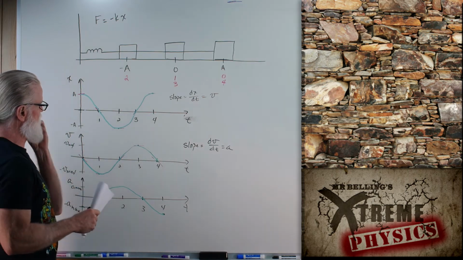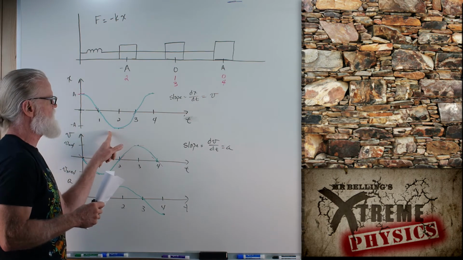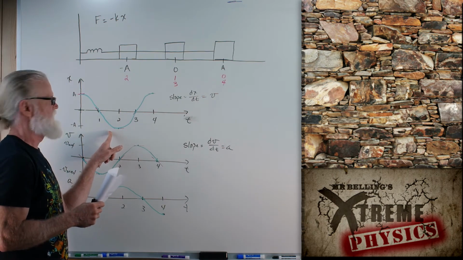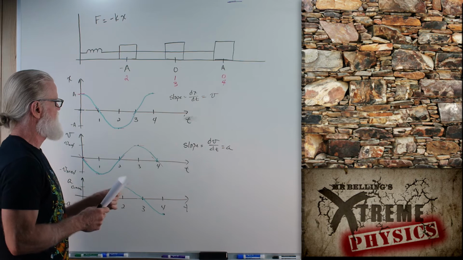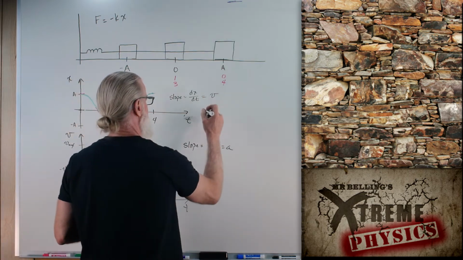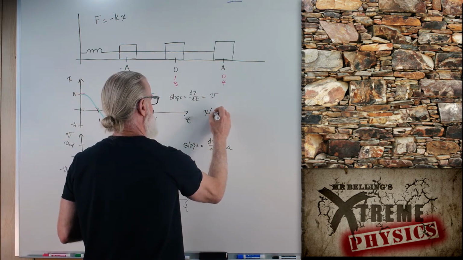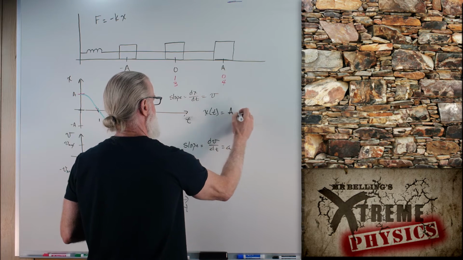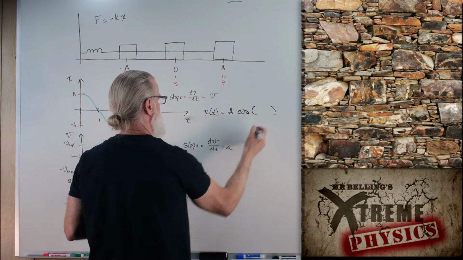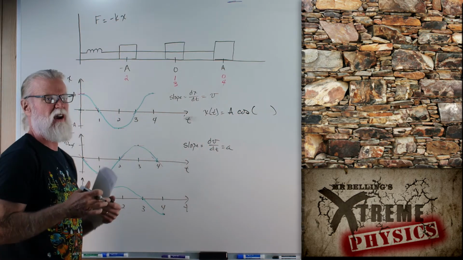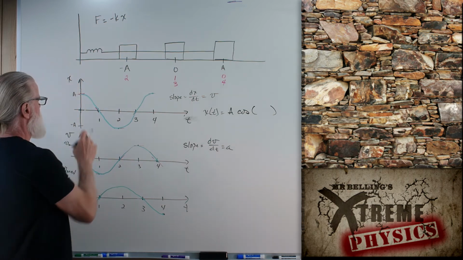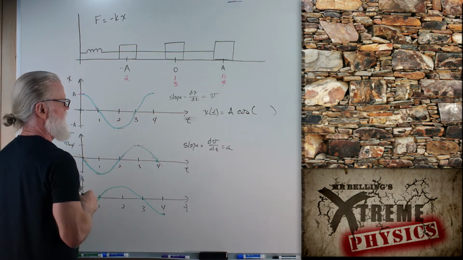Now, if you take a look at this, that looks like cosine, right? That looks something like x of t equals A cosine with some argument, right? We'll talk about the argument in a second. But that looks like a cosine curve, right?